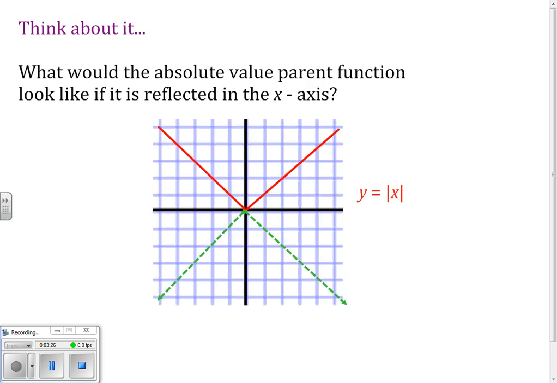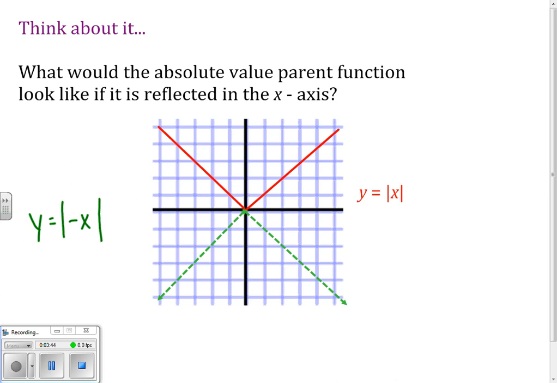What I mean is, if you took that original red graph, so that V-shaped graph you can see that is red right now, and you flipped it on the y-axis, it's still going to be that same red graph. So reflections on the y-axis don't make a difference. Remember, when we reflect on the y-axis, we negate x. So that's what it would look like.